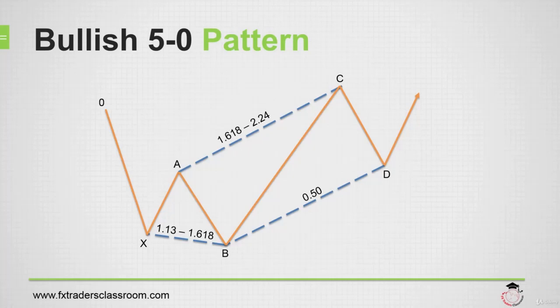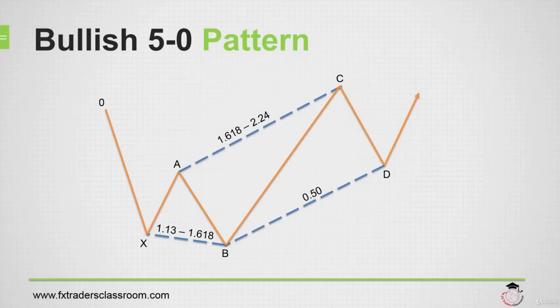The X to A projection defines the B point, and it cannot exceed the 1.618. So we can go from 1.13, but we cannot go further than the 1.618. Any extension greater than the 1.618 will negate this structure, as smaller impulse moves are preferred.